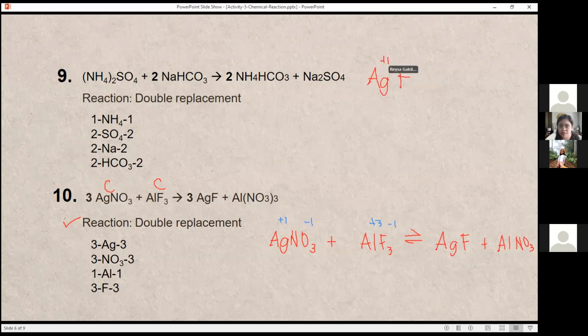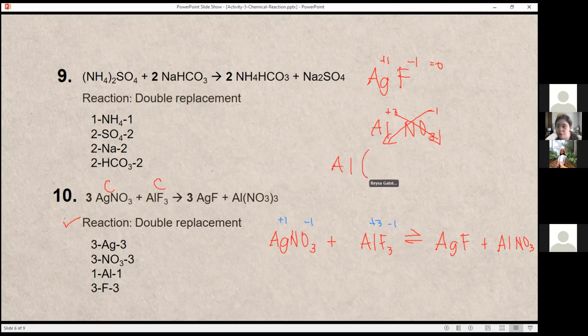Silver is positive 1, fluorine is negative 1. So this is equal to 0. No need to do the crisscross. Walang subscript. But for AlNO3, Al is positive 3, nitrate is negative 1. So yes, kailangan natin mag-crisscross. So this becomes now Al, and then since this is a polyatomic ion, ilagay mo siya inside the parenthesis before ang subscript.